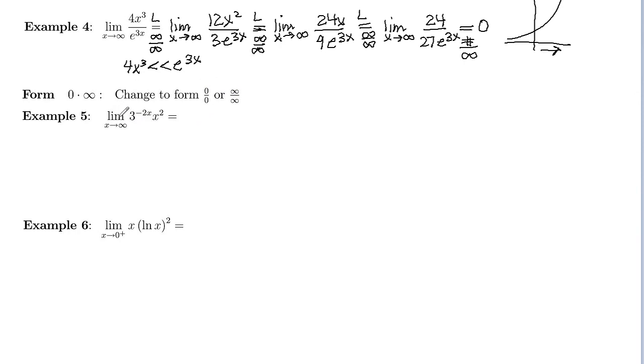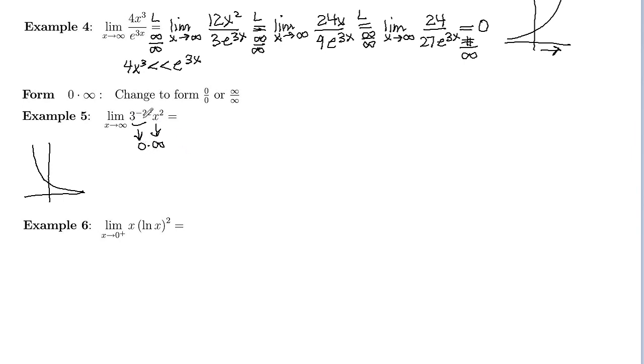So here we want to do limit as x goes to infinity of 3 to the negative 2x times x squared. Okay, so 3 to a negative power. Remember that 3 to the negative 2x is going to go down from left to right. So as x goes to infinity, this piece here is approaching 0. And then that x squared is approaching infinity. So this is 0 times infinity.